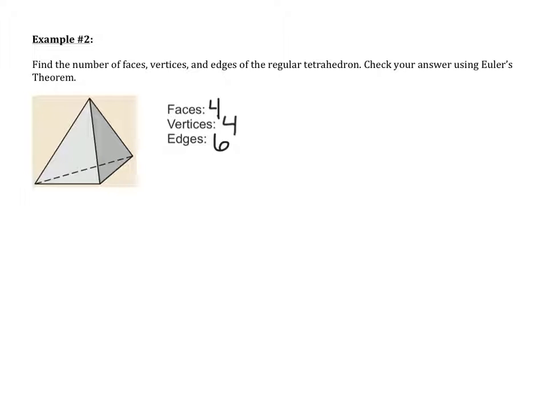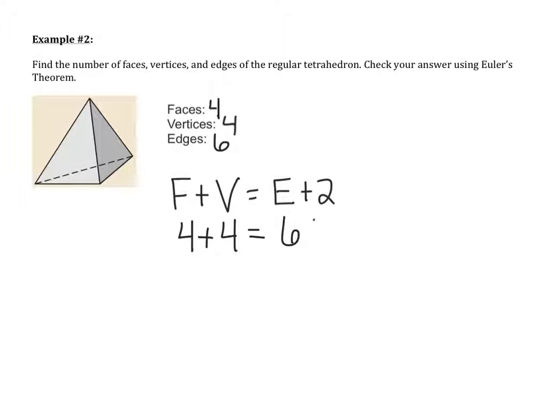And Euler's theorem says the number of faces plus the number of vertices is equal to the number of edges plus 2. So let's verify that. We had 4 faces, 4 vertices, and that meant we have 6 edges plus 2. 4 plus 4 is 8. 6 plus 2 is 8, so this checks out with Euler's theorem, so we know that we didn't miss any of the faces, vertices, or edges as we counted them up on the diagram.